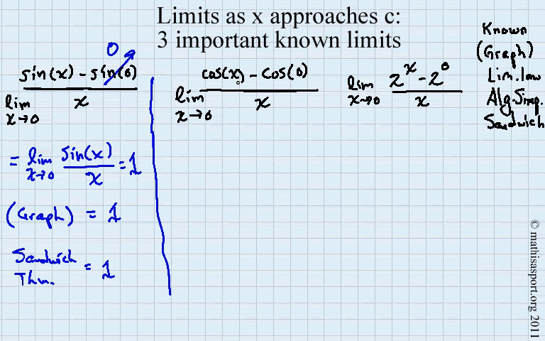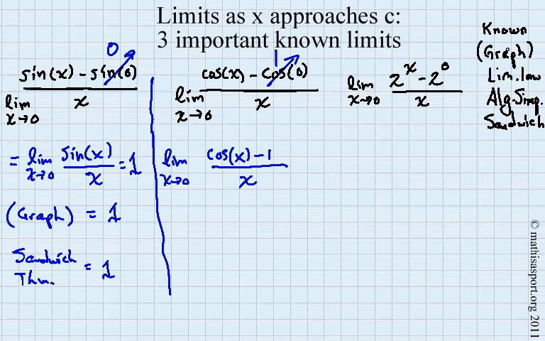All right, now what about this one? Well, again, we can look at the same issue here. What is the cosine of 0? Well, in this case, the cosine is 1. And so this is really asking us to find the limit as x approaches 0 of cosine x minus 1 all over x. Again, it's not a known limit.